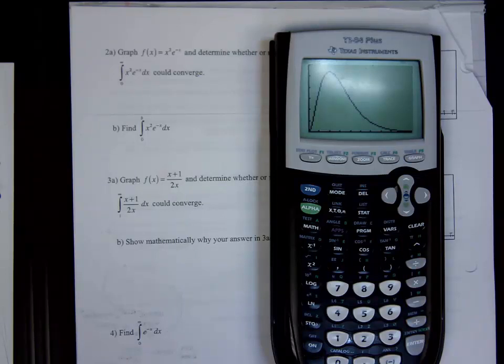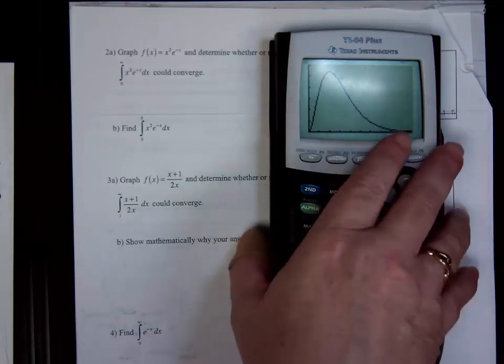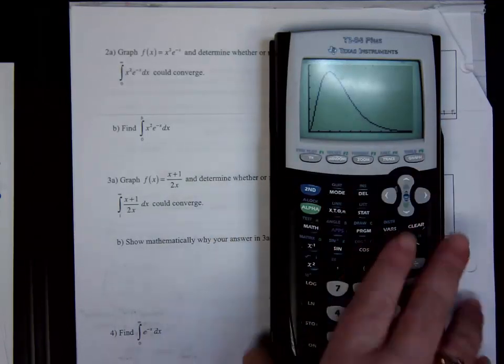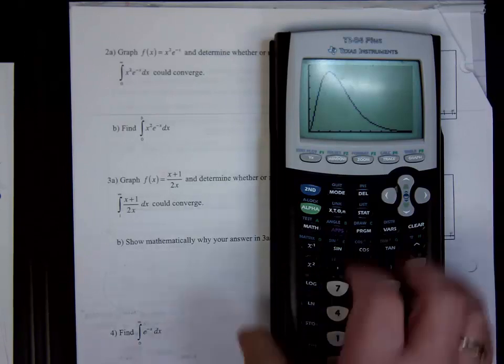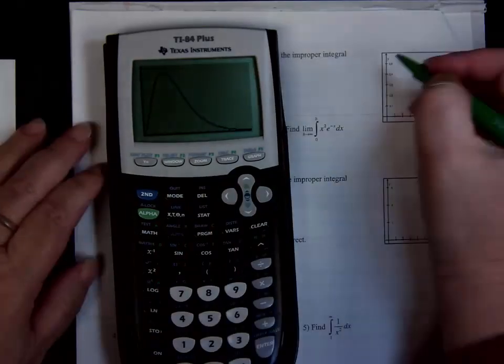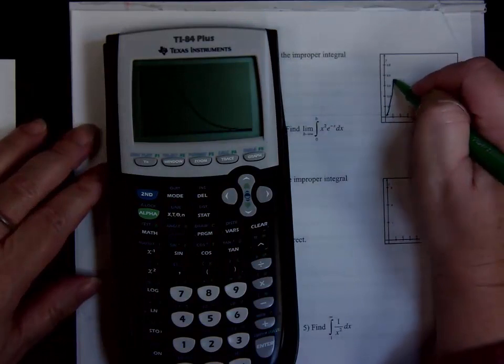What does that look like to you? Does that look like a slide that you went on as a child at the playground? Maybe. So it goes up to 0.6 and then comes back down and does something like that.